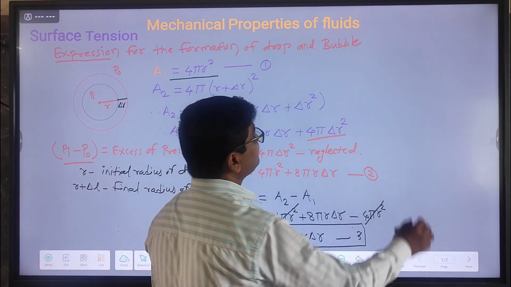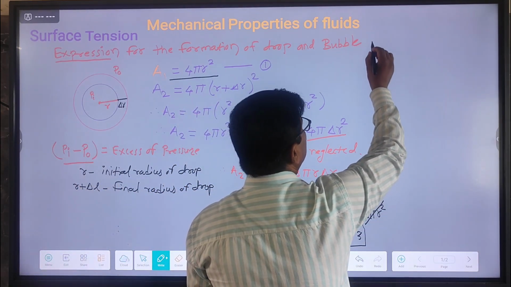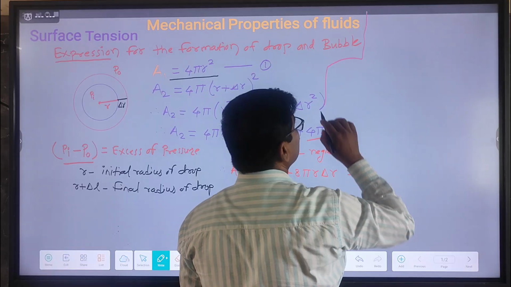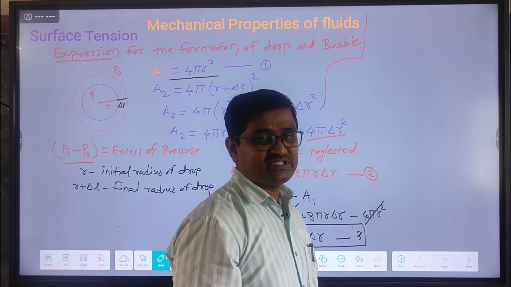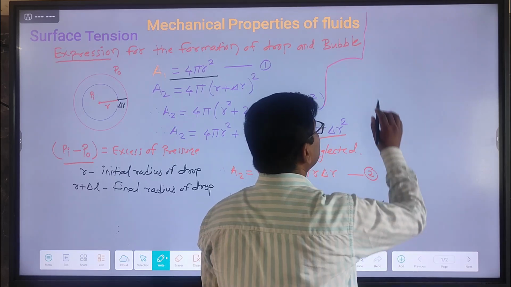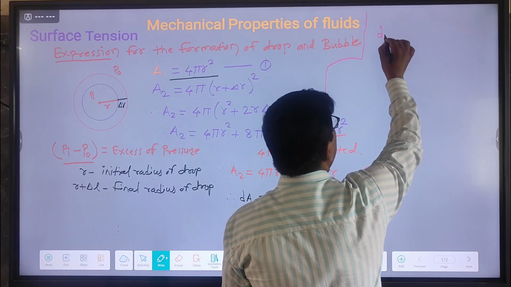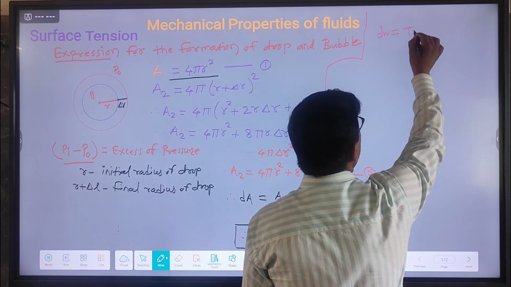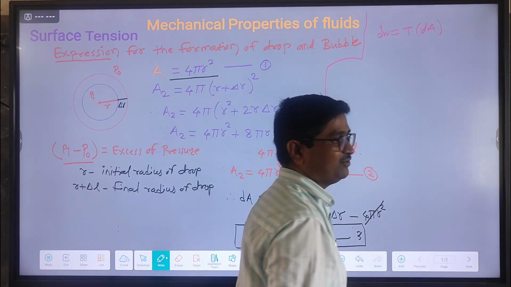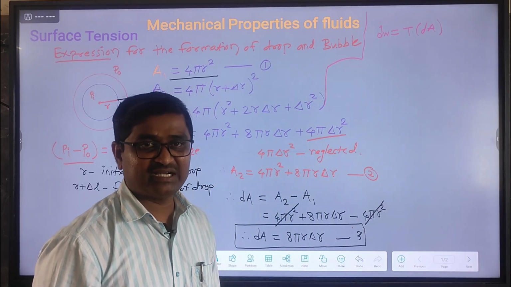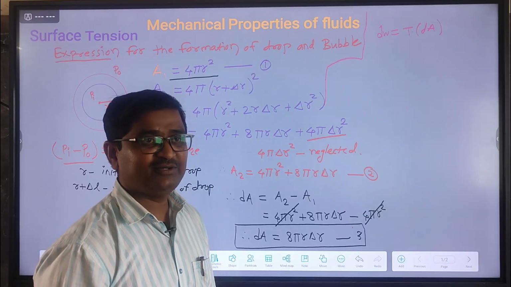As per the definition of work done, we already discussed in the relationship between surface energy and surface tension, and there we found the expression for work done: dW is equal to T into dA. This expression we have already found for the value of work done.